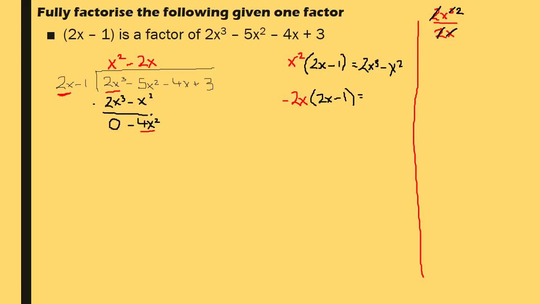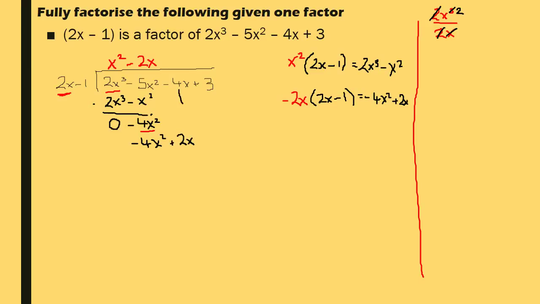I will get minus 2x times 2x is minus 4x squared. And then minus 1 times minus 2x gives me plus 2x. And I'm going to write that in down below. I'm going to minus 4x squared and I have plus 2x.